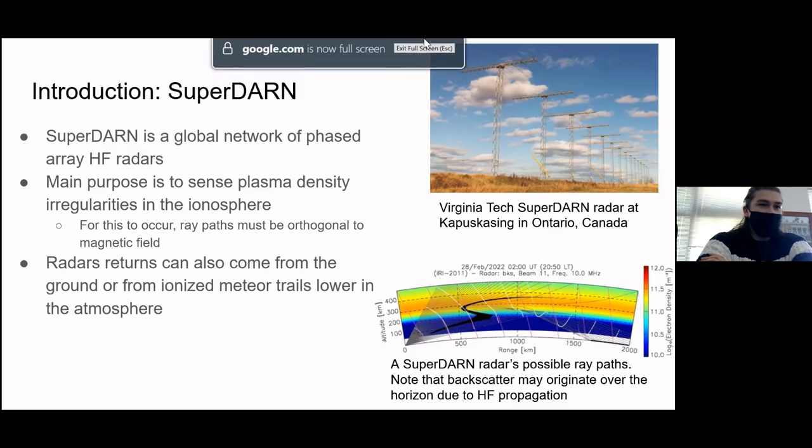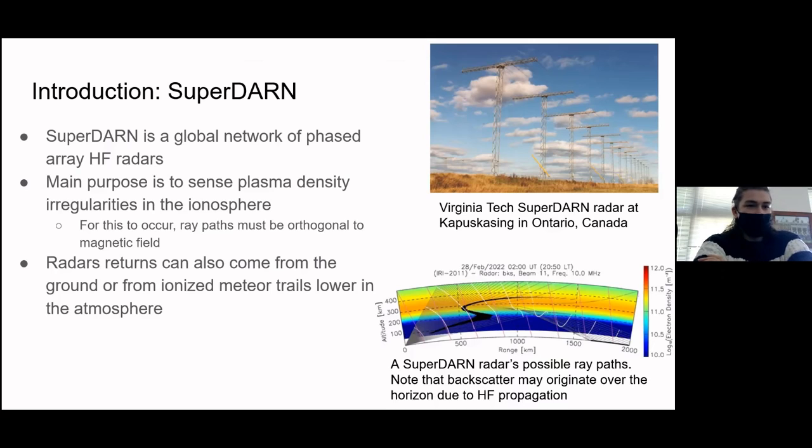The main purpose of these radars, among other things, is to sense plasma density irregularities in the ionosphere. You can see a ray tracing path at the bottom. The pink lines are the magnetic field lines, and we need the ray paths to be orthogonal to the magnetic field lines for the scattering condition to occur. You also need the irregularities to be around half the wavelength of the signal. And so we get returns from the ionosphere where there are plasma density irregularities.